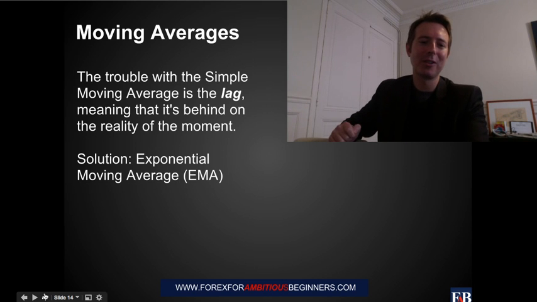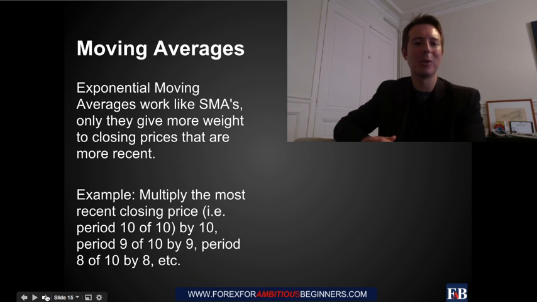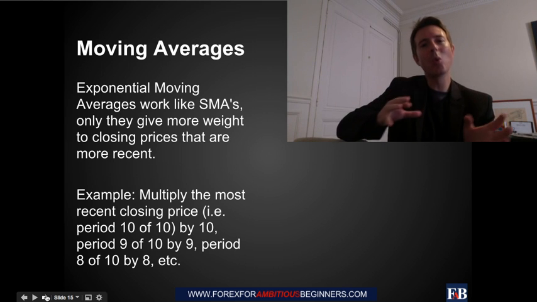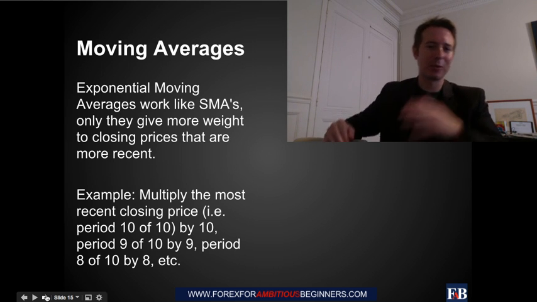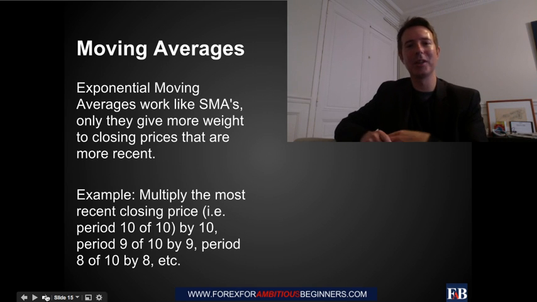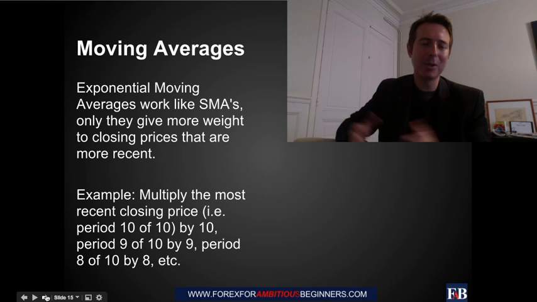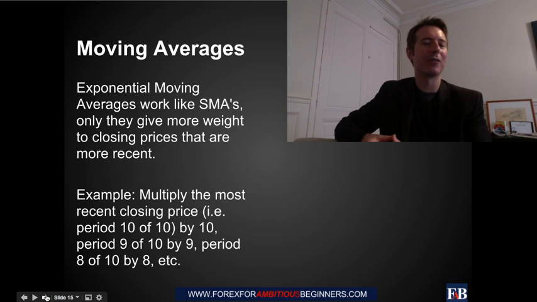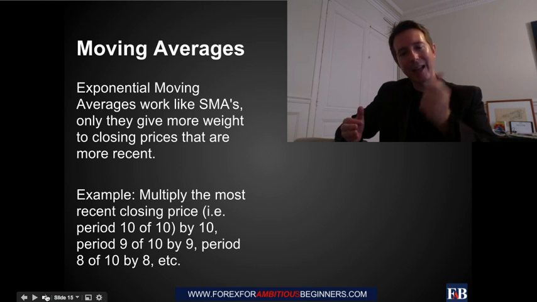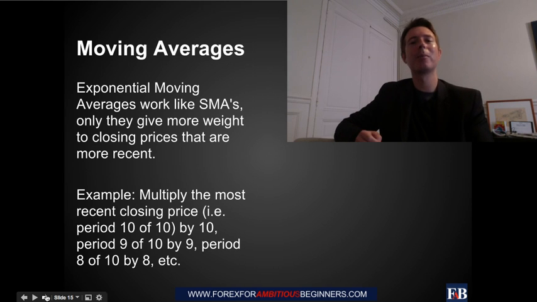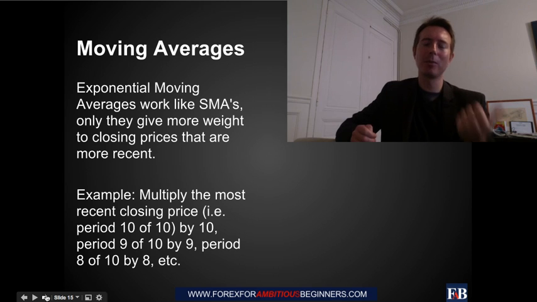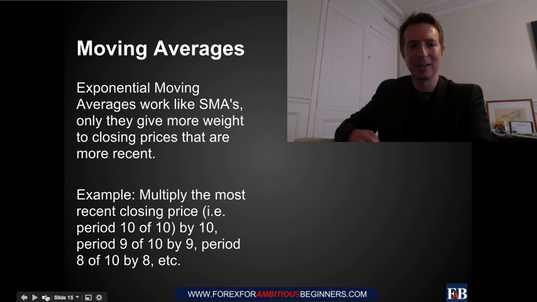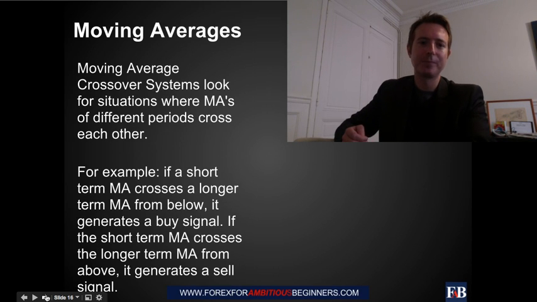Now, one of the solutions is the exponential moving average. What is that? That gives more weight to the current price than to prices of 10, 20, 30 periods ago. So if you have a 10 period EMA, exponential moving average, you would say, okay, I'm going to multiply the most recent closing price by 10, but the closing price of 10 periods ago, I'm going to multiply by 1. So obviously then it has less significance.